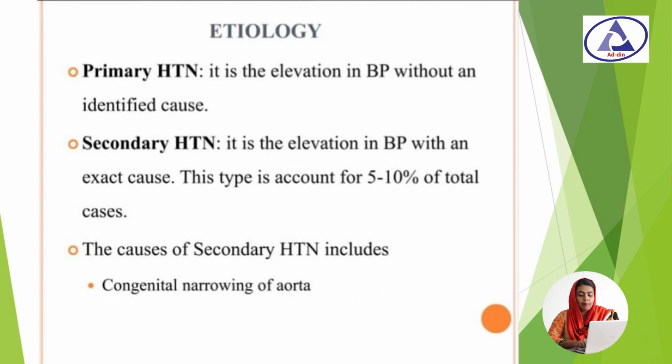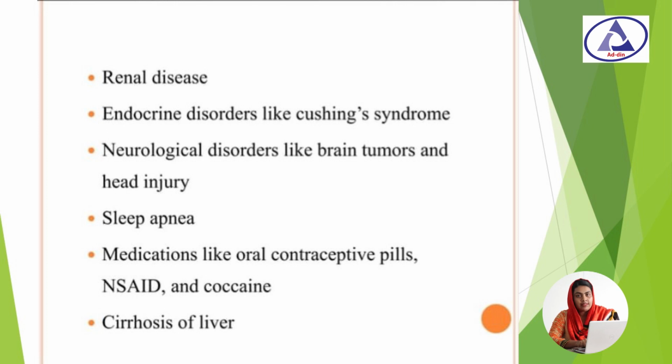Now, etiology of hypertension. In primary hypertension, it is the elevation of BP without any identified cause, and in secondary hypertension, the elevation of blood pressure with an exact cause. The causes of secondary hypertension include congenital narrowing of aorta, renal disease, endocrine disorder like Cushing syndrome, neurological disorder like brain tumor and head injury, sleep apnea, medication like oral contraceptive pill, NSAID and cocaine, and cirrhosis of liver.